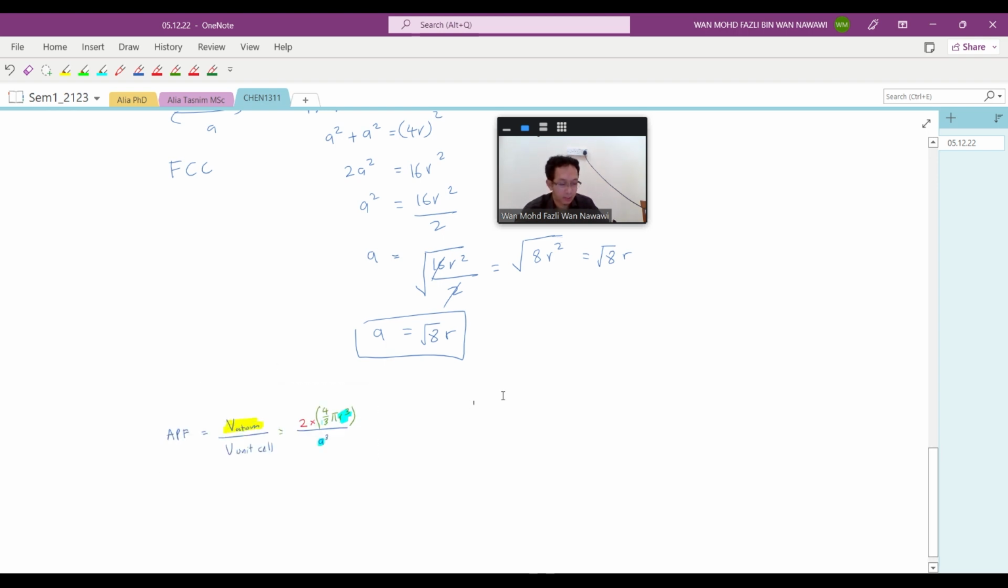So you get this thing. So for the APF, for the face center cubic, we need to find the number of atoms inside this unit cell.